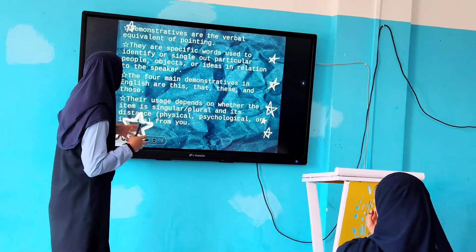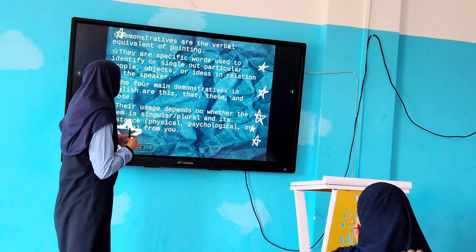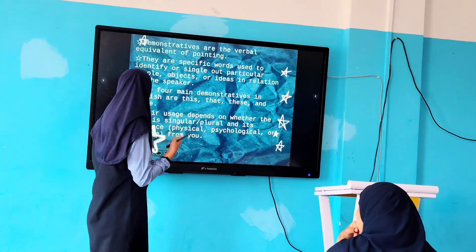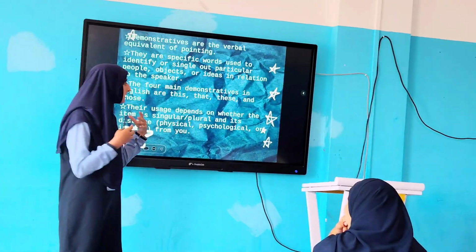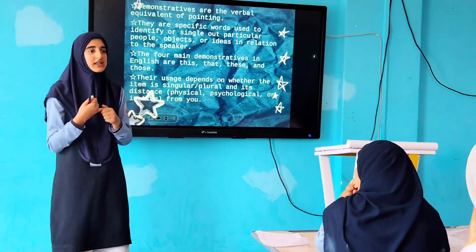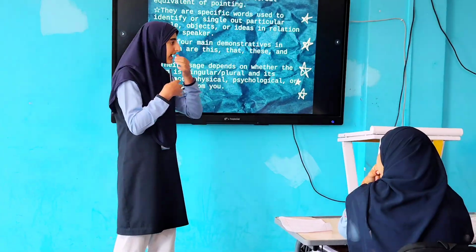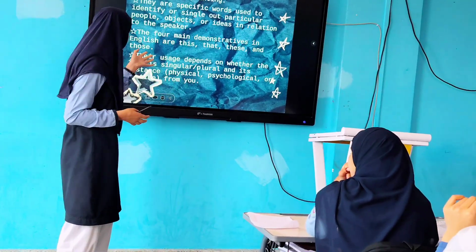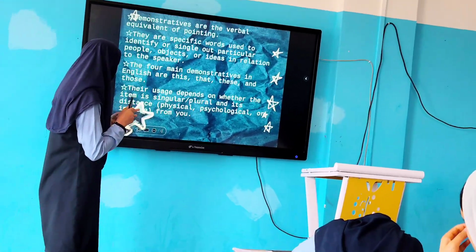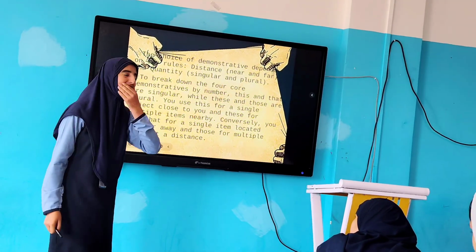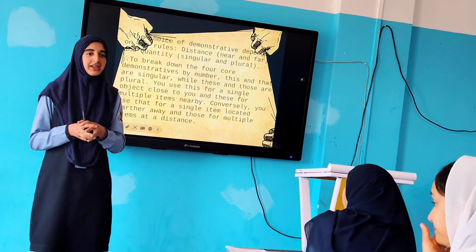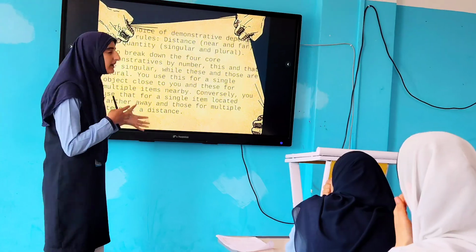And they are specific, they are basically particular words which are used to identify or single out particular people, objects, ideas in relation to the speaker, as I already said. The demonstratives are specific words which are used to single out some particular objects or things in relation to the one who is specifying the object, the speaker. And there are four main demonstratives. This, that, these, those are the demonstratives used in the whole English language.